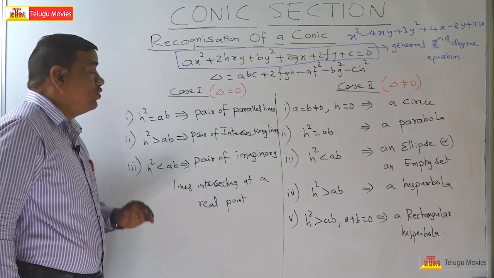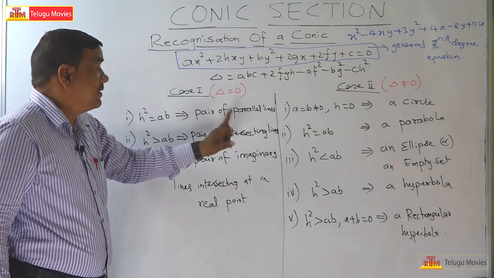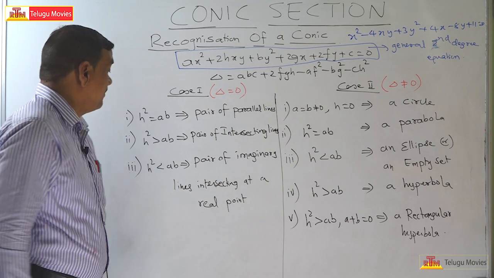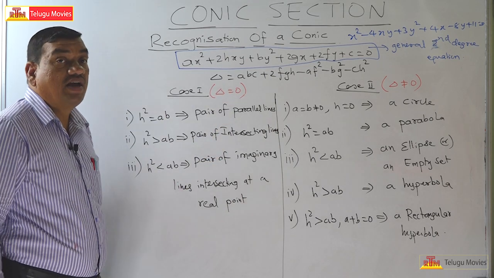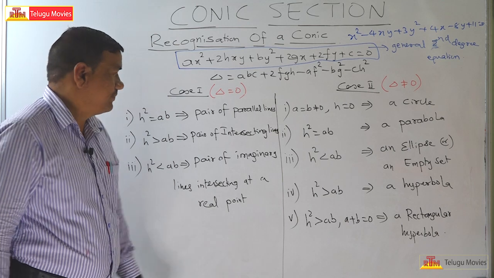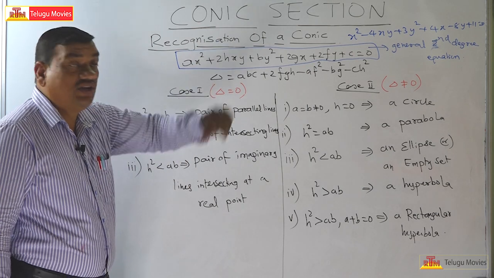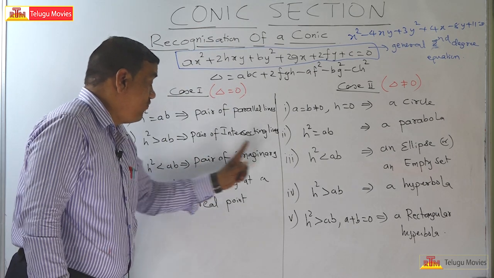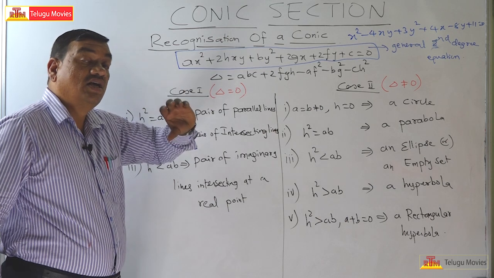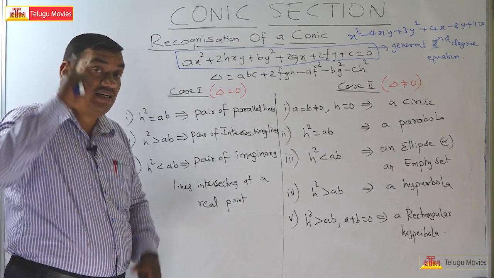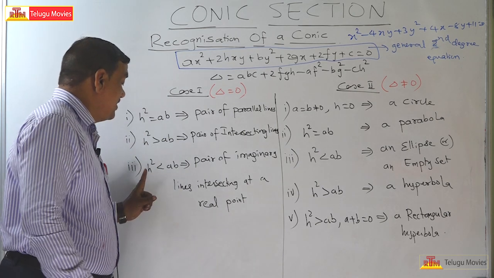If h square is equal to ab, then that equation represents a pair of parallel lines. If h square is greater than ab, then that pair of lines happens to be intersecting lines. If h square is less than ab, then that second degree equation represents a pair of imaginary lines intersecting at a real point. The lines are imaginary, but the point of intersection is a real one.